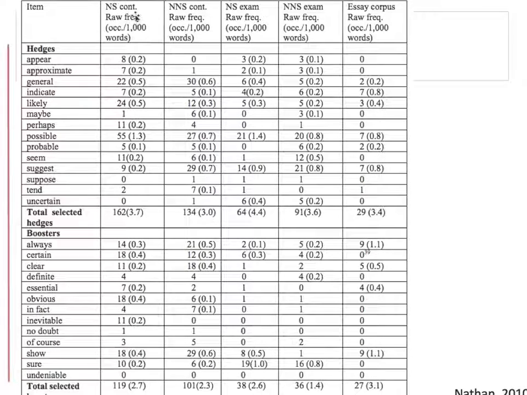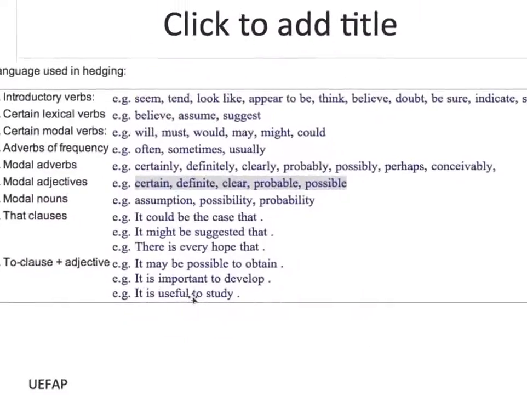Now these are native speakers and these are non-native speakers. Now research by Nathan showed that native speakers are using more of these words than non-native speakers. So possible, likely, and non-native speakers are using more suggest and general. So different types of words being used by natives and non-natives there.